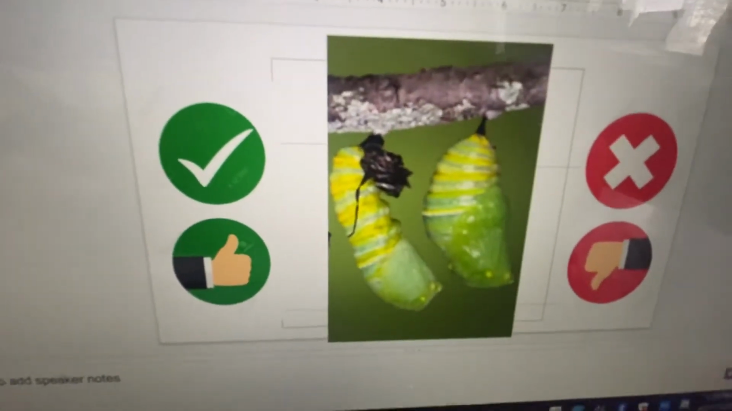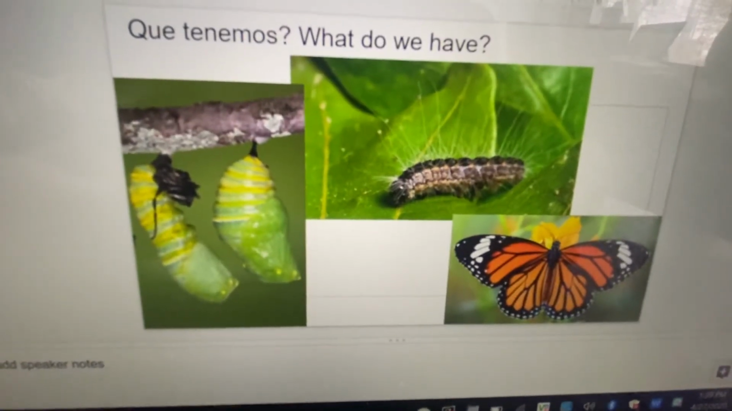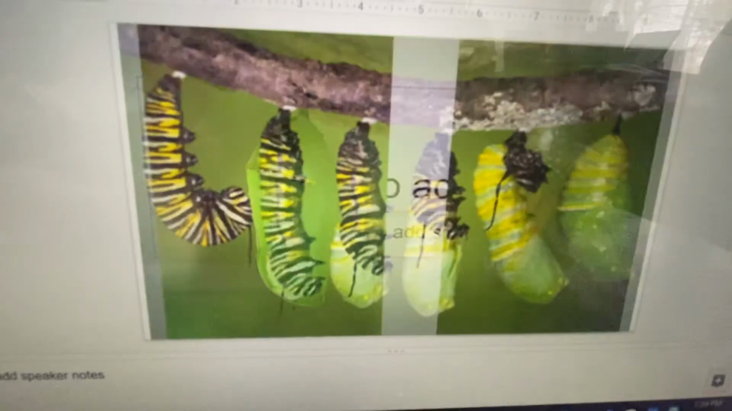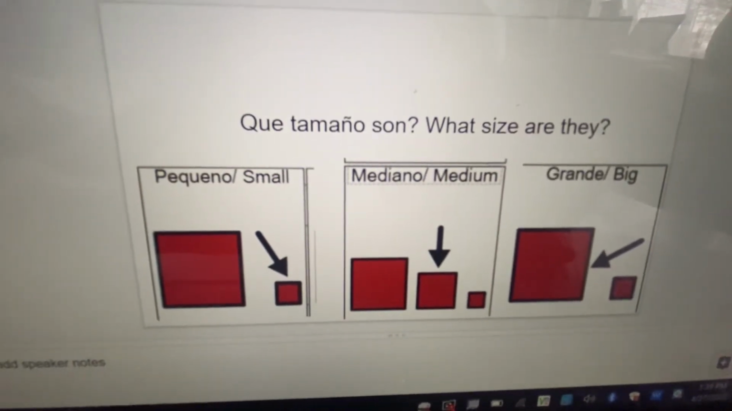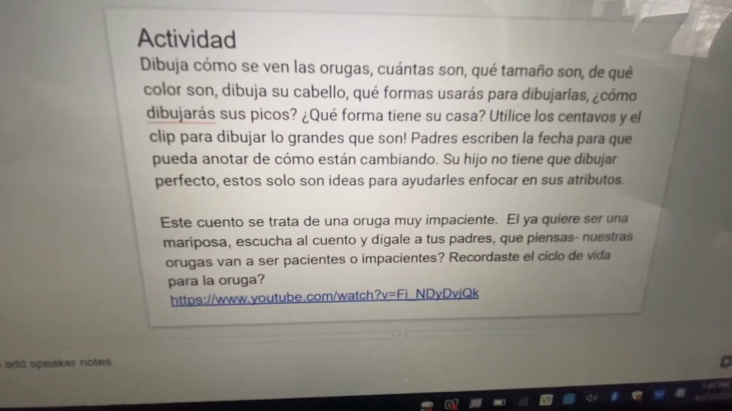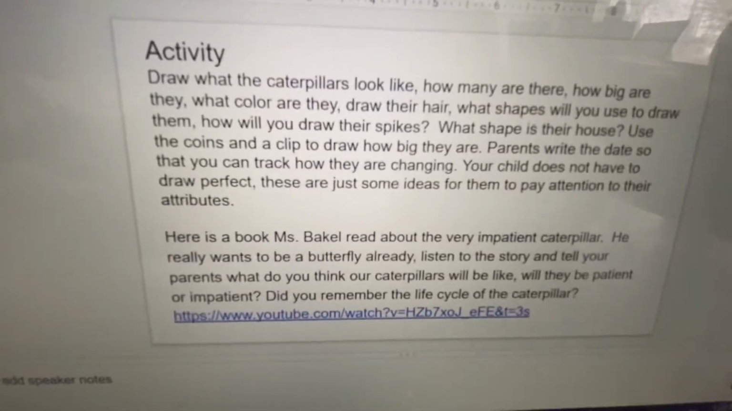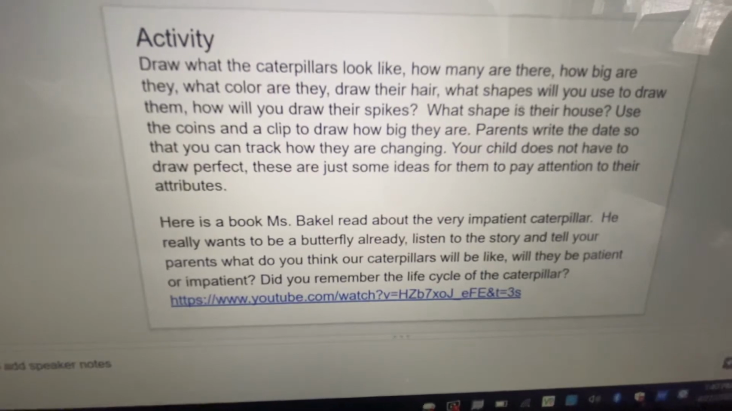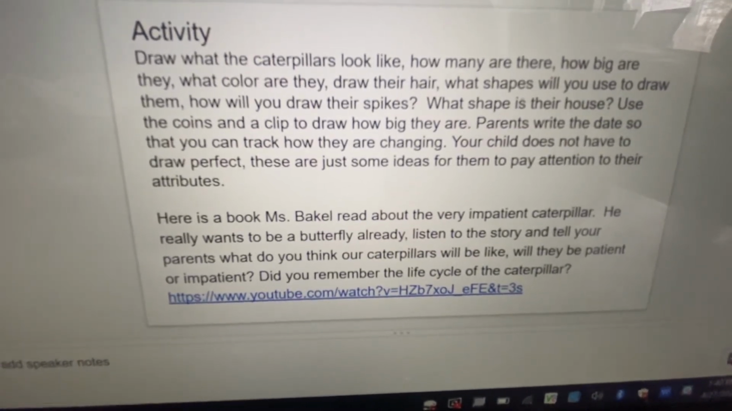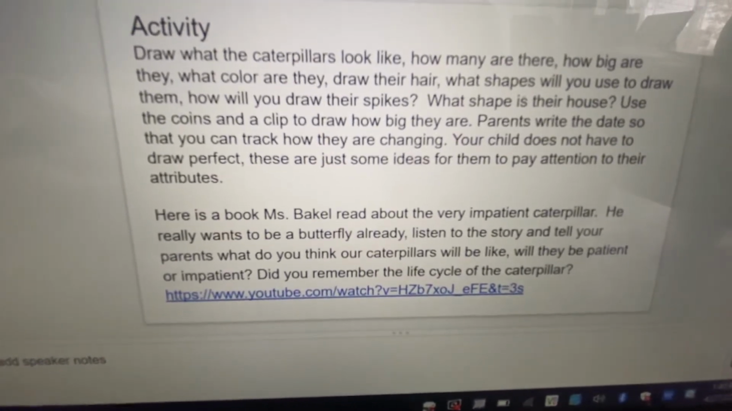Okay, and we asked, do we have cocoons? What do we have? And we talked about how they were growing again, what size the caterpillars were. And they're very, very big because they were getting ready to make their cocoons. And let's find the English one. Your activity was to draw what those caterpillars look like and how big they were and how you're going to draw their spikes and their house. And you could use the coins in the clip to see how big they were. And then to read the story about the very impatient caterpillar.